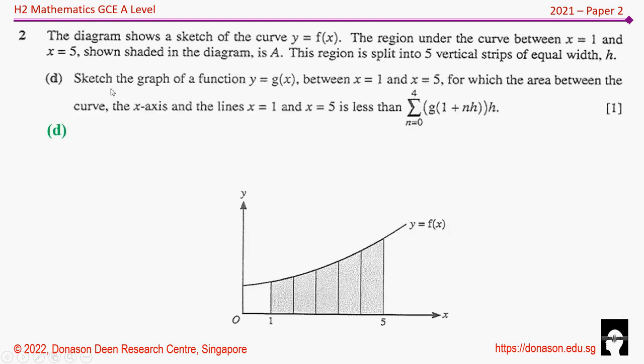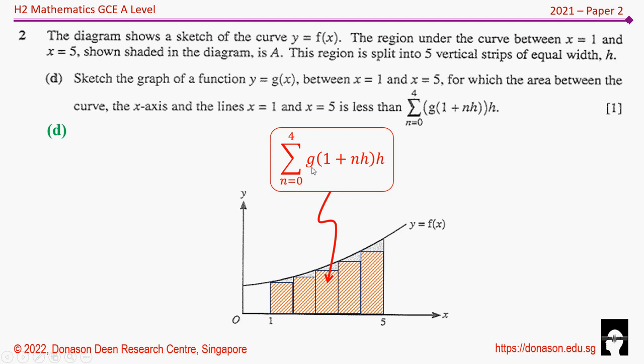Now the next part D says, sketch the graph of the function y equals g of x between x equals 1 and x equals 5, for which the area between the curve, the x-axis, and the lines x equals 1 to x equals 5, which is this, is less than this. So for you to get less than this, what should be the values that we should be connecting? g of 1 plus nh times h would basically be the area of this, right? For this to happen, sketch a graph of a second function g of x. So this area should become the upper bound.